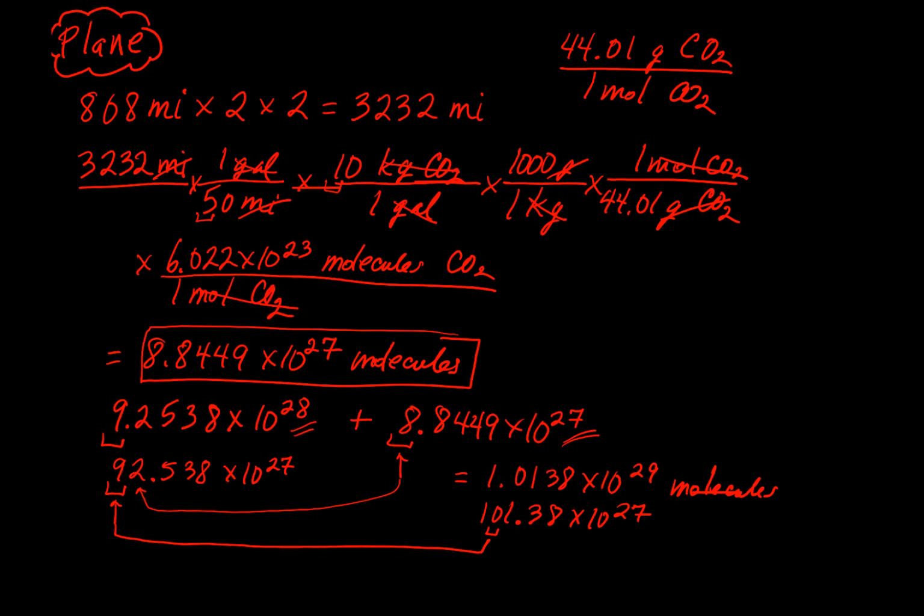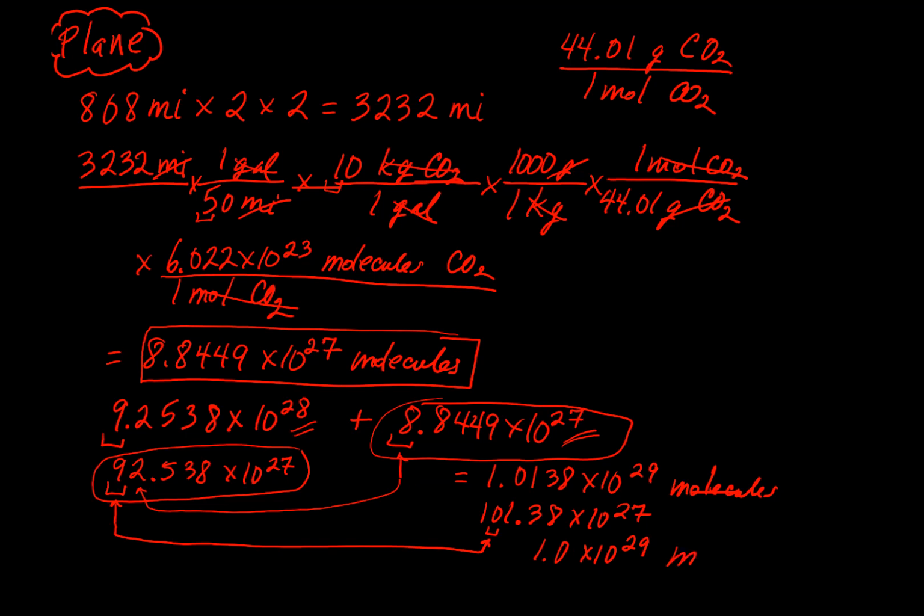You need to round to the place for the number that has the least precision. This number has less precision than this number. So you're going to round to this place. And when you do that, you get 1.0 times 10 to the 29 molecules of CO2. So that's the final answer for student A. I'm going to keep this answer in mind. We'll come back and look at it after we do all of the calculations for student B.